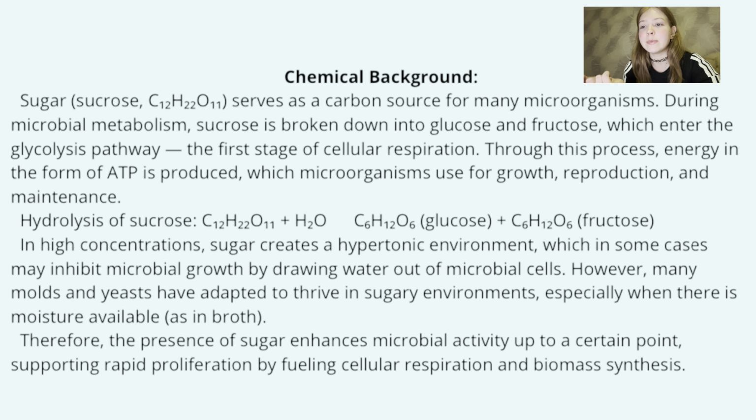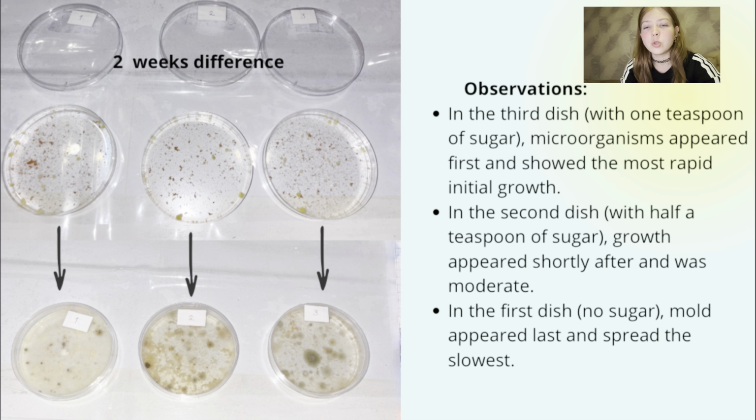Here you can see my experiment. The reference is in 2 weeks. In the third dish, with 1 teaspoon of sugar, microorganisms appeared first and showed the most rapid initial growth. In the second dish, with half a teaspoon of sugar, growth appeared shortly after and was moderate. In the first dish, with no sugar, mold appeared last and spread the slowest.